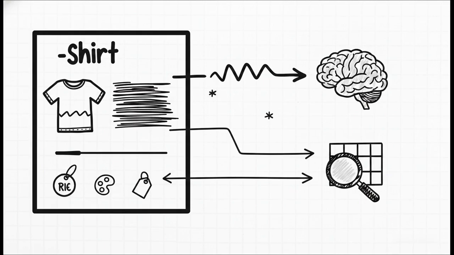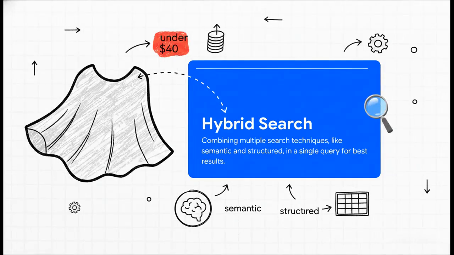And what about the product name? Well, that could go either way. You might want to find an exact match for a brand name, or you might want to find products with similar sounding names. See how it gets complicated? And this need to use multiple techniques all at once is exactly what leads us to something called hybrid search.